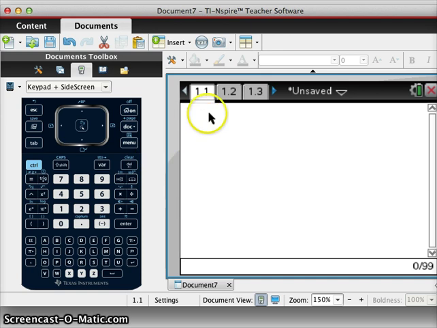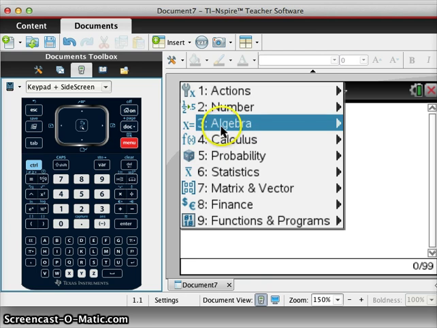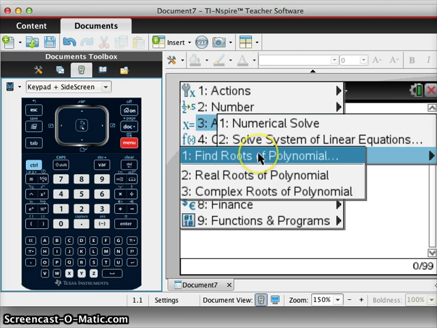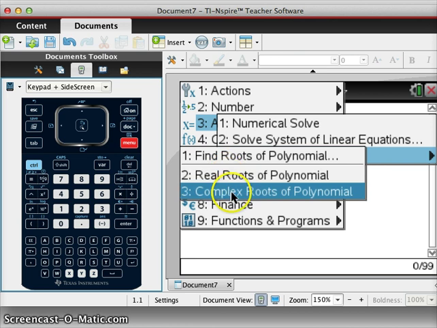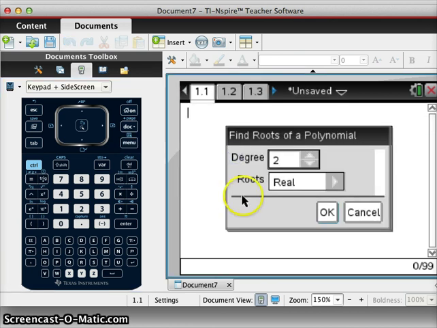Now, one way to do that would be to type it in all yourself since we already had it set up, but the calculator also has what's called polyroots. So if you go to algebra, under the menu number 3, you can go to find polynomial tools, again number 3, and number 1 is find roots of a polynomial. Now if you know they're real, you could always use number 2, or if you know they're complex, you could use number 3, but I would just use number 1 most of the time.